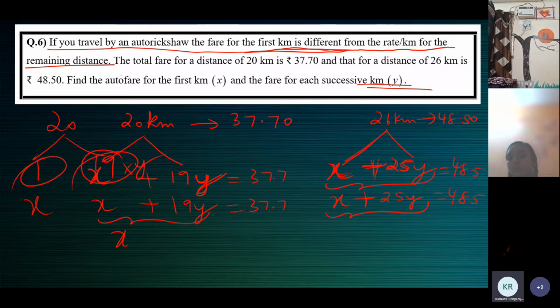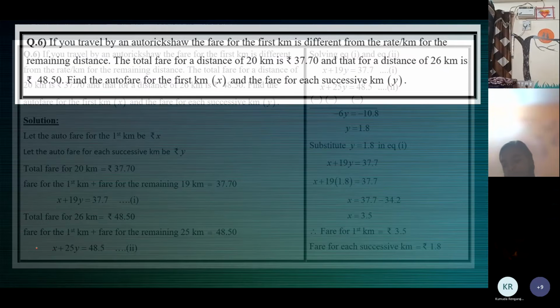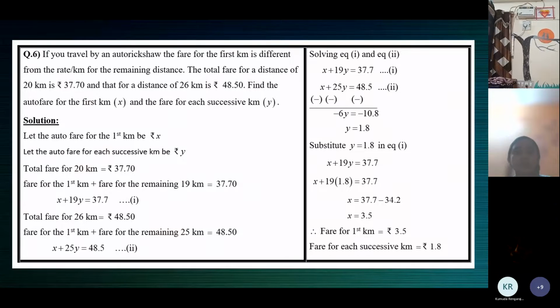The total fare for a distance of 20 kilometers is 37.7, and that for a distance of 26 kilometers is 48.5. Find the auto fare for the first kilometer and the fare for each successive kilometer. Take a screenshot, children. I'll give you some time to go through the answer.